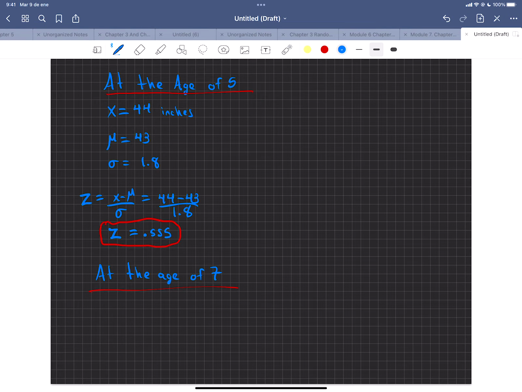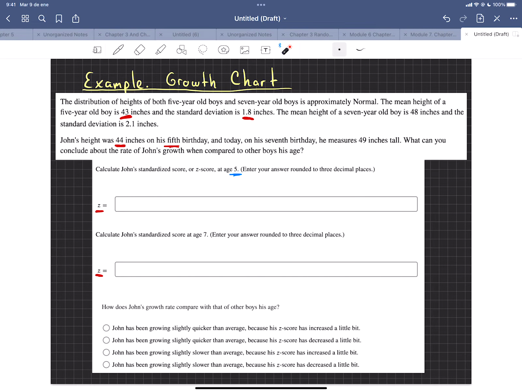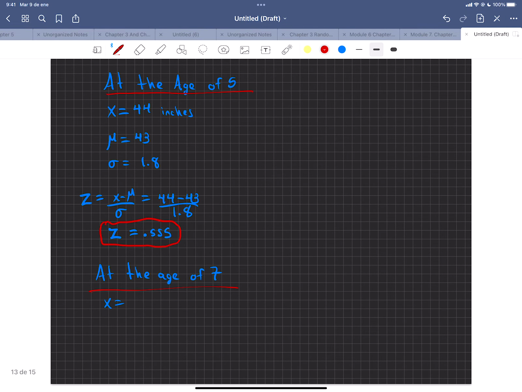At the age of 7, x is equal to what? This is the age of 5. The age of 7 is here. On his 7th birthday, he measures 49 inches. This is the one. So this is 49 inches.